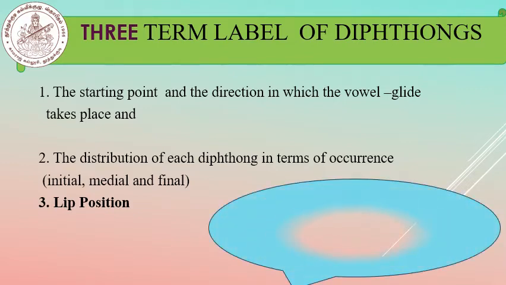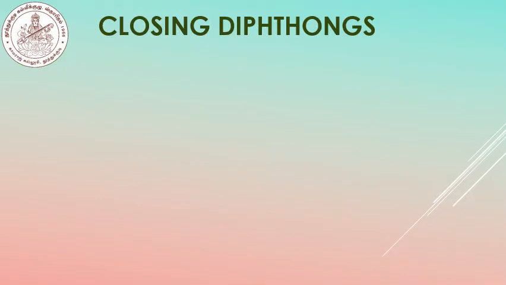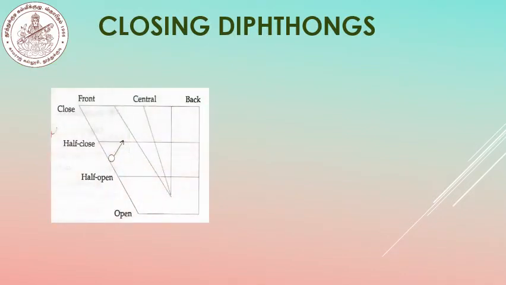So for learning or for marking the diphthongs, what we should consider is the starting point of the diphthong. It is indicated by marking a small circle, and an arrow mark indicates the direction in which the glide takes place. This convention is followed for plotting diphthongs on the vowel diagram. Also note, there is a difference between marking monothongs and diphthongs. We do not have the arrow mark in monothongs.